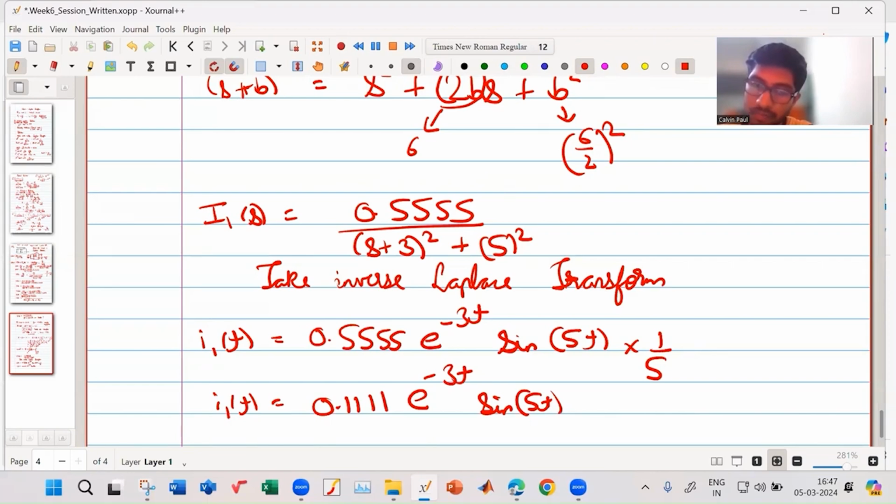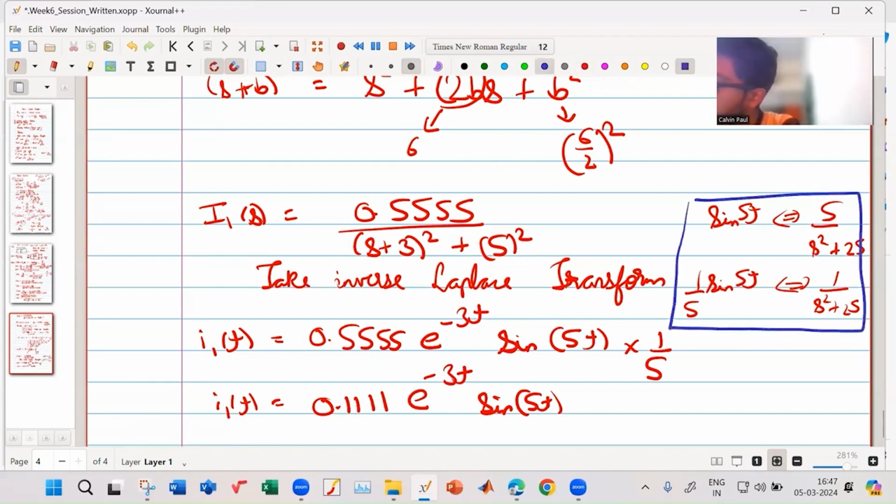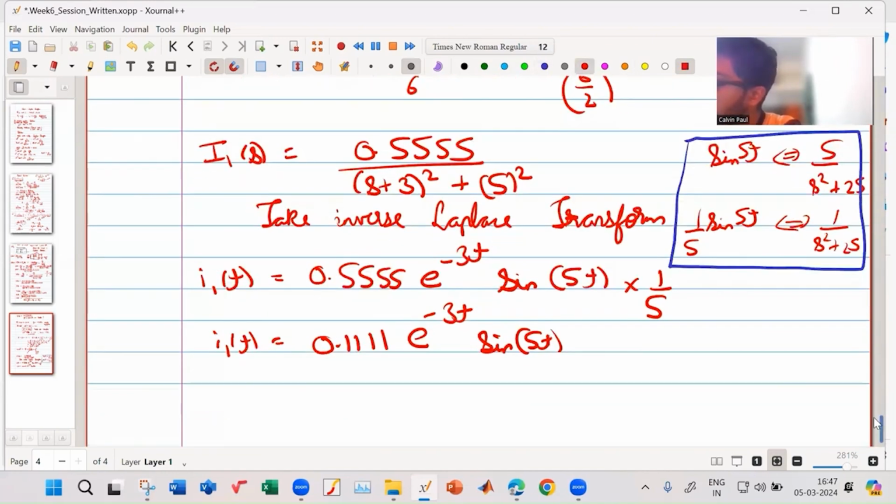In the upper part there will be no 5, so I multiply by 5, because you know the Laplace transform of sine 5t is 5 upon s square plus 25. So we have 1 upon s square plus 25, which is equal to 1 by 5 sine 5t. So we have finally found I1 of t.